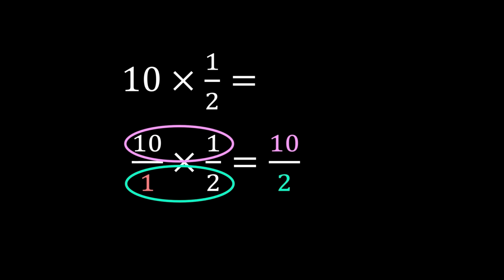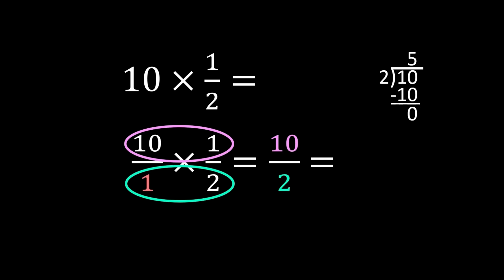10 halves is an improper fraction, so I need to turn it into a mixed number. I do that by dividing the numerator 10 by the denominator of 2. 10 divided by 2 is 5. 5 times 2 is 10, and 10 minus 10 is 0.